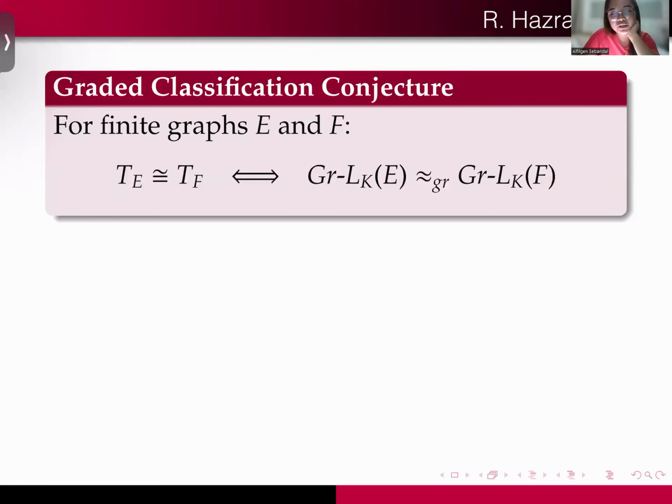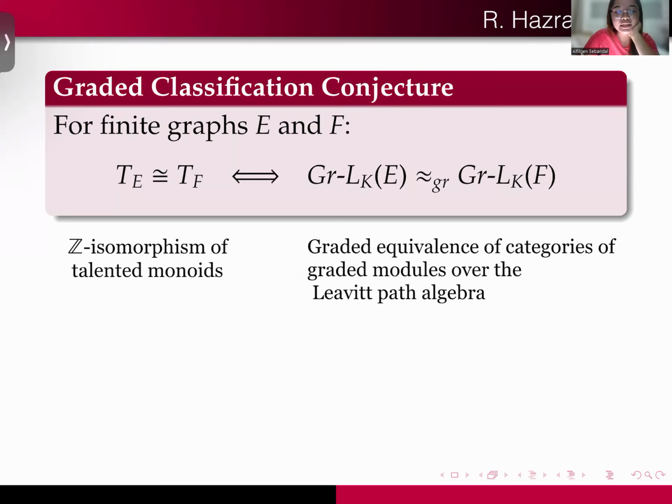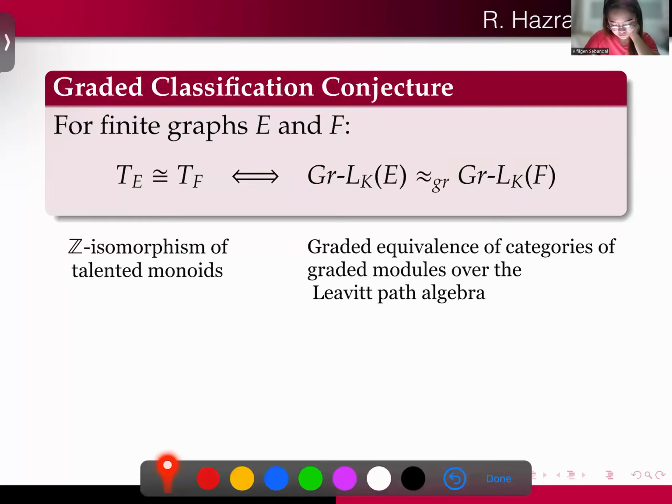The graded classification conjecture for finite graphs says that we can classify the talented monoid in terms of classification on the Leavitt path algebra side. In particular, on the talented monoid side, our classification is based on what we call Z-isomorphism of talented monoids. On the other hand, we are going to look at the graded equivalence of categories of graded modules over the Leavitt path algebra. If this conjecture is indeed true, then naturally we might expect that something true in one should correspond to something also true on the other. If a property is shared between this monoid and this Leavitt path algebra, of course, not necessarily the same property but a counterpart of the property, then it will serve as evidence of the graded classification conjecture.